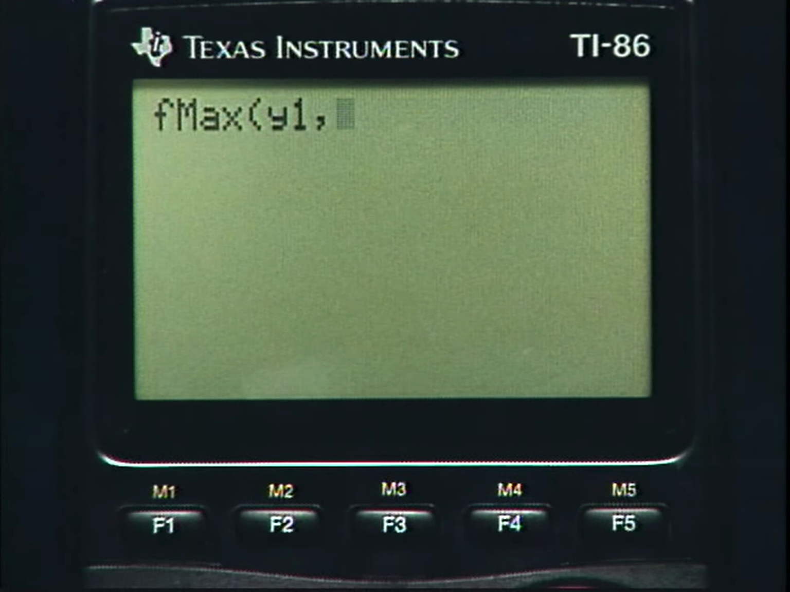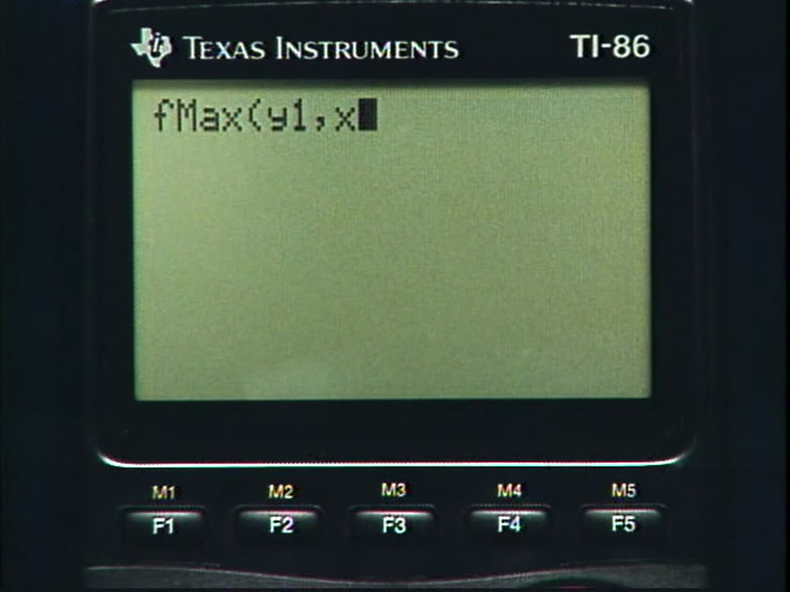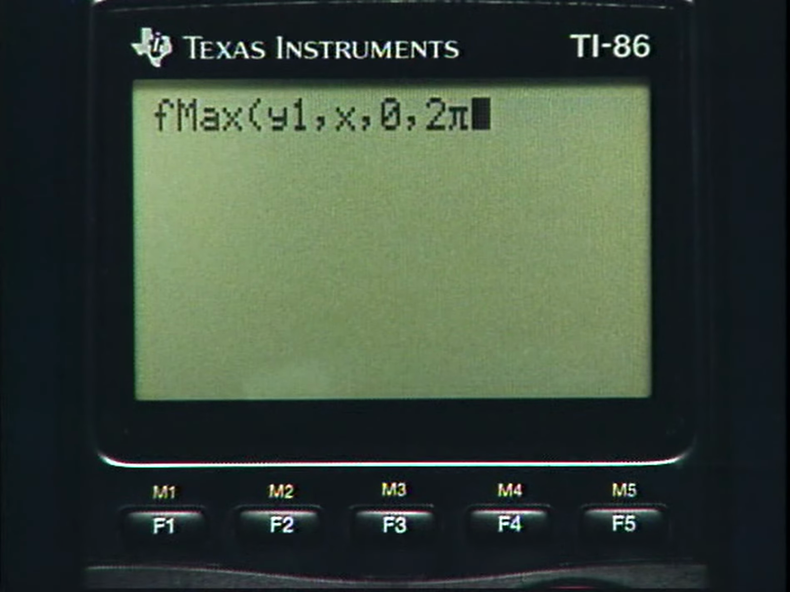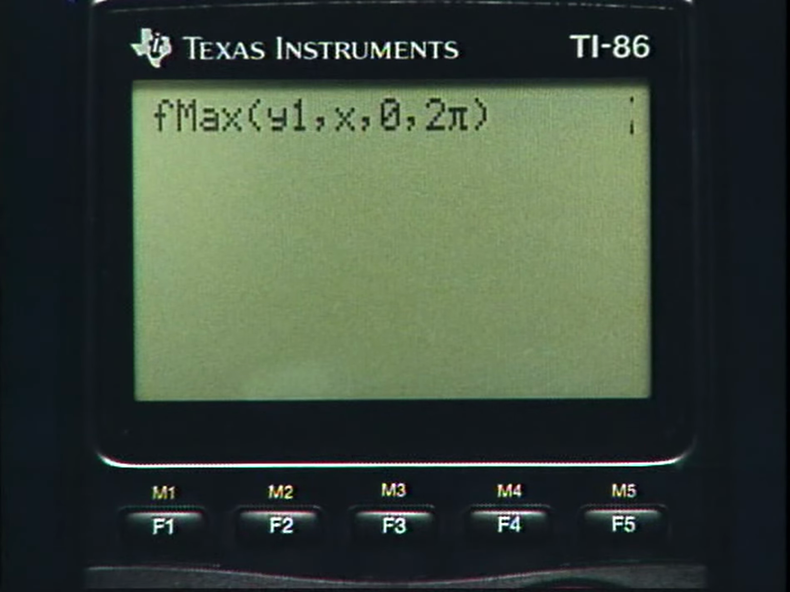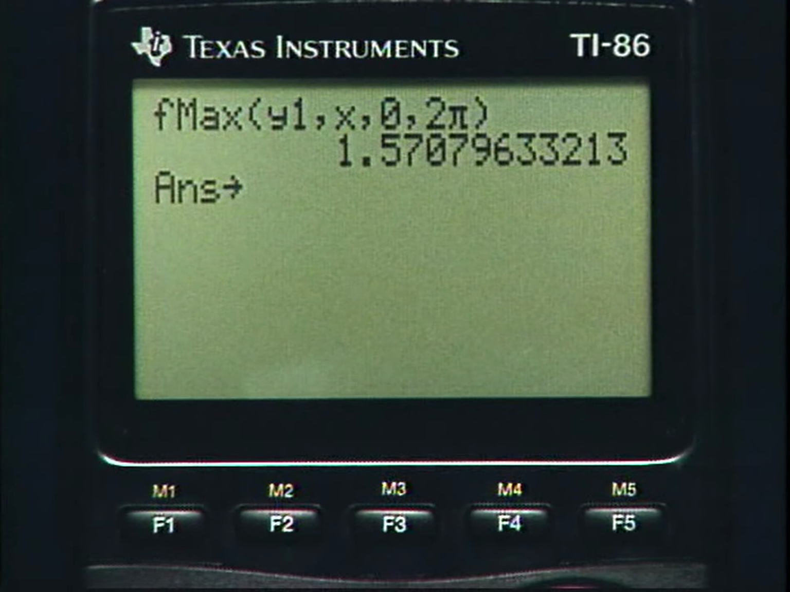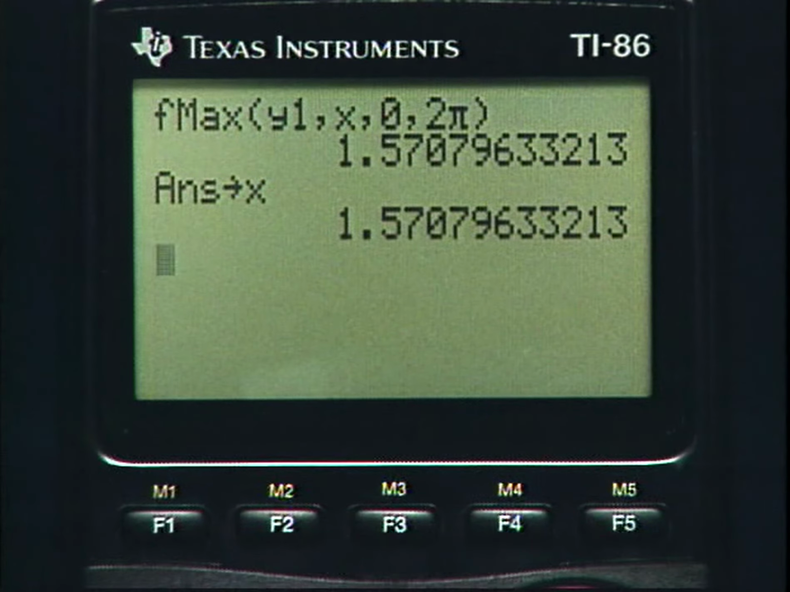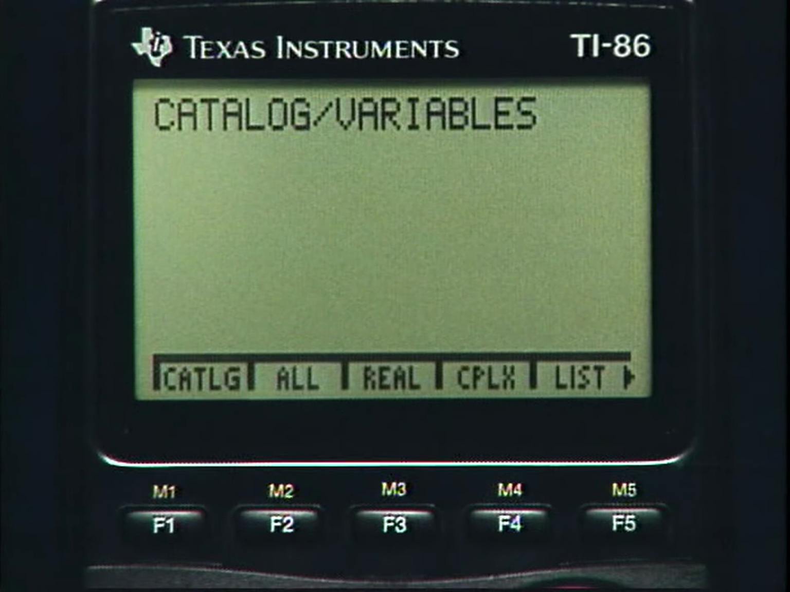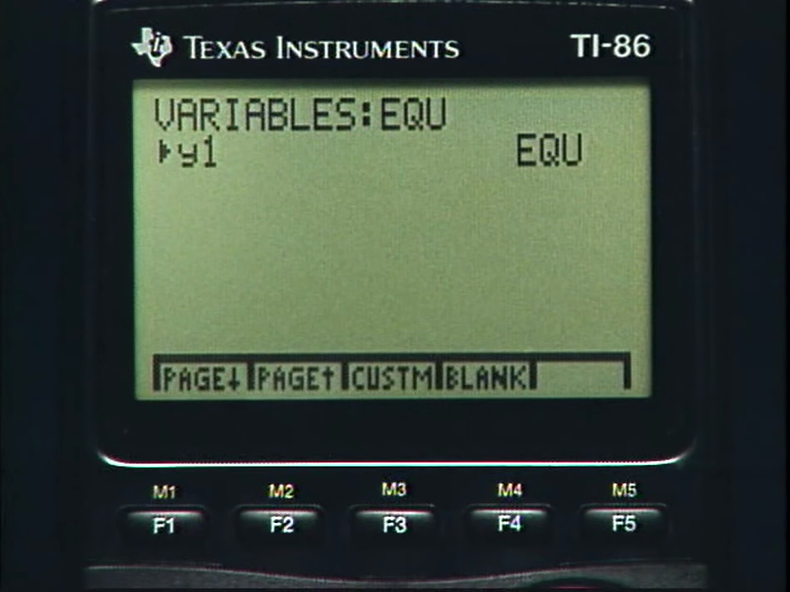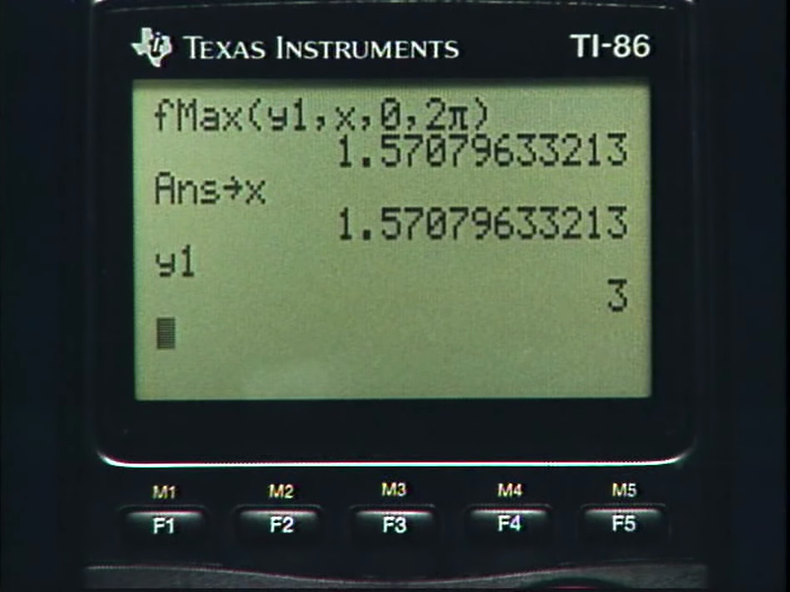So then, comma, the variable is x, and now we want lower and upper bound. So we press comma, 0 for the lower bound, comma, 2 pi for the upper bound, close parenthesis, enter. And as before, this is giving us the x component for that maximum. We want the y component for our purposes, so we'd like to store this as x and then evaluate y1. And y1 is found in the VARS menu, pressing More, and then Equation. We want F4, and then Enter, Enter. And there's the 3 that we expected.